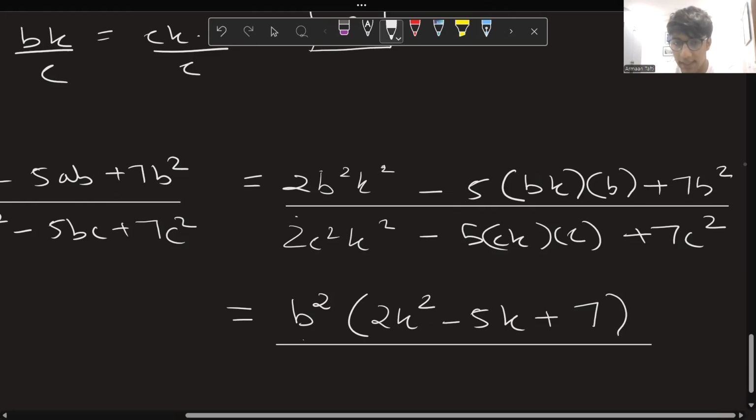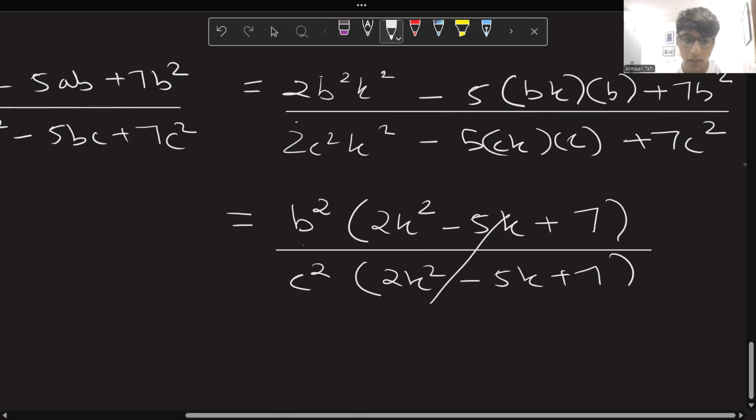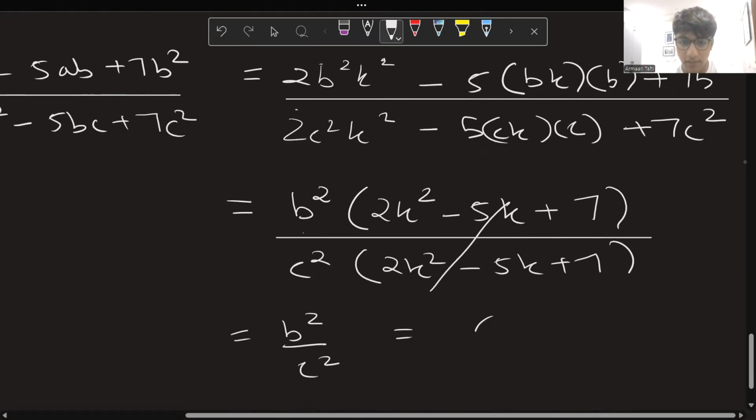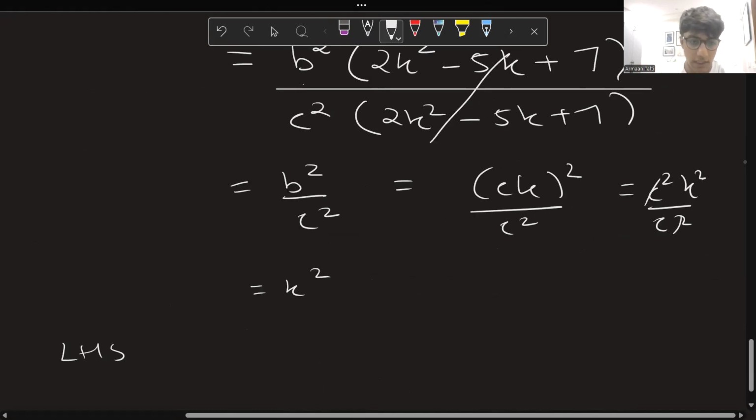Over here, let's take out c square common because each term has a c square. So if I take c square out common, I have 2k square, and you will see the same term comes again, minus 5k plus 7. Okay, and now you can simply strike these two out, and you get b square by c square. Now, what have we written b as? We wrote b as ck. So we can write b square as ck whole square divided by c square, which is c square k square over c square, and we get k square. So now, we proved earlier LHS equals k square, which equals RHS. Proved.